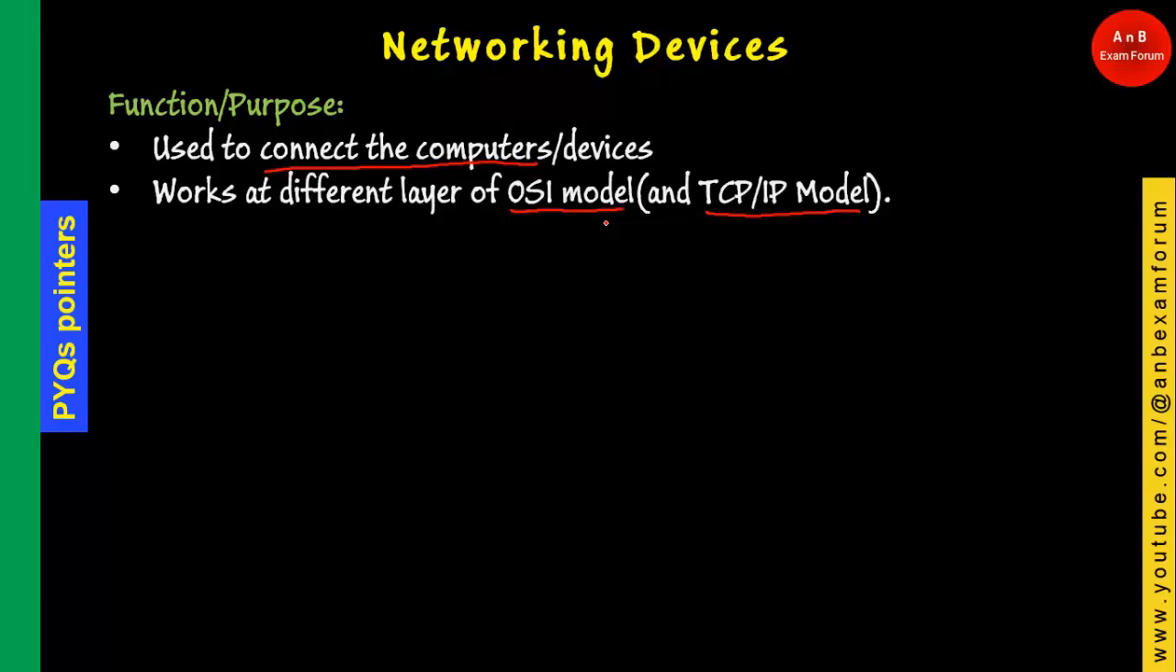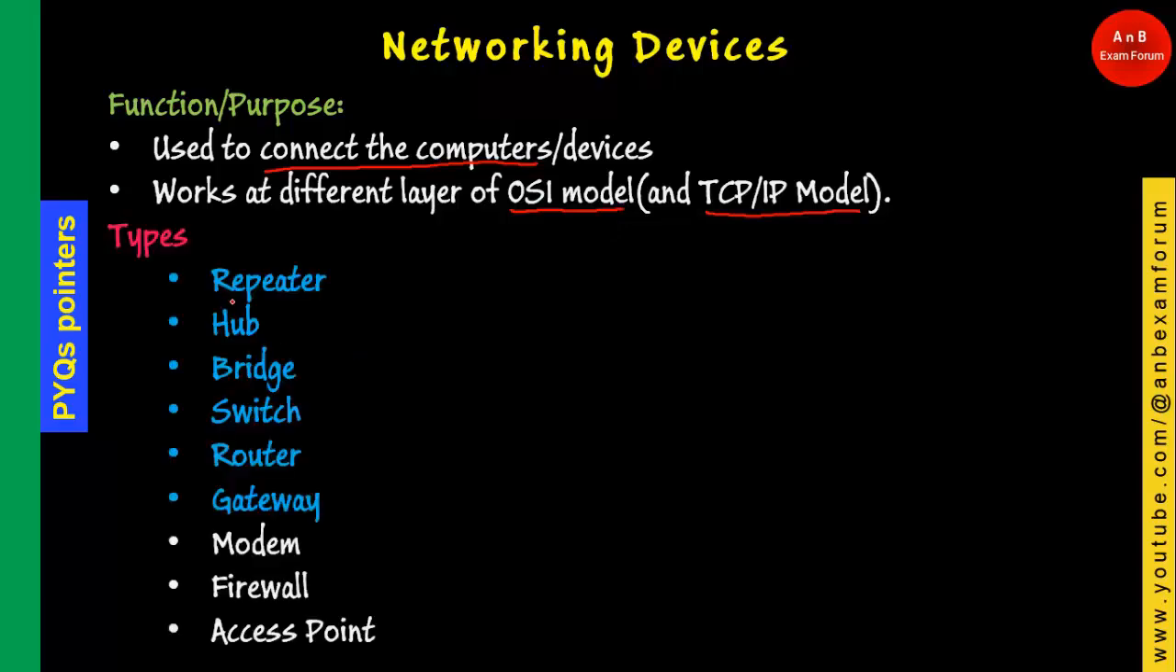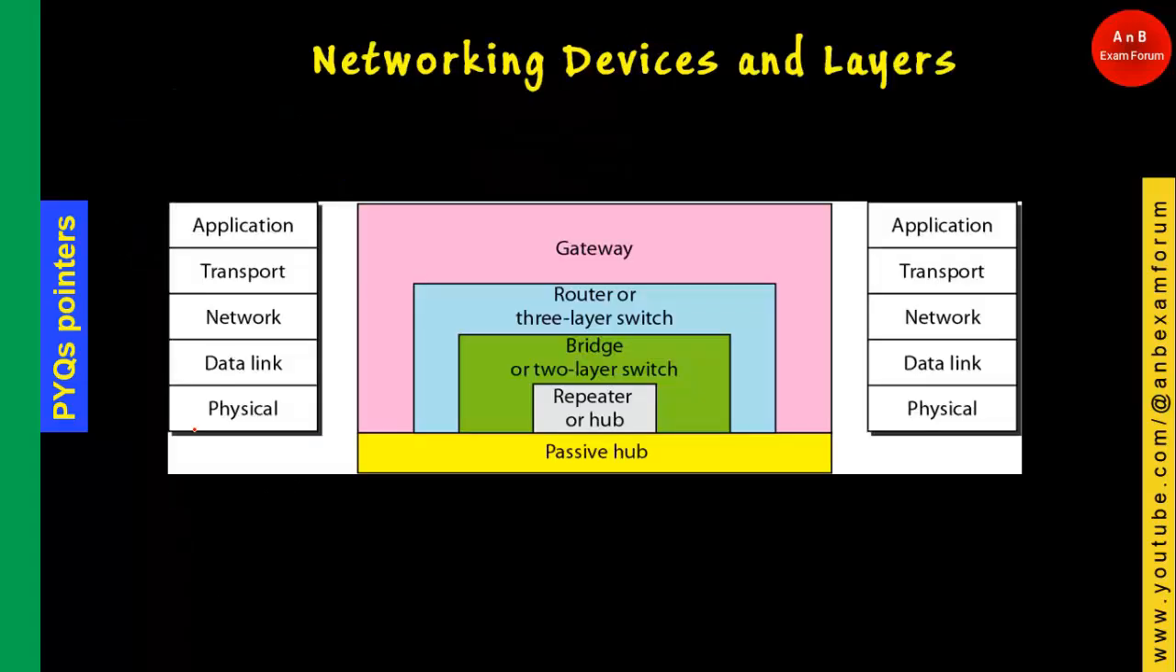So these are the different types of networking devices which are commonly asked in competitive examinations, more specifically SSC, RRB, JE. Okay, so let's see them one by one. Before proceeding, you should know the networking devices and the layer of operation. So this is a very important slide. As you can see, these are the layers: physical layer, data link layer, network layer, transport layer, and application layer. This is what model? TCP/IP model, because there are 5 layers in it.